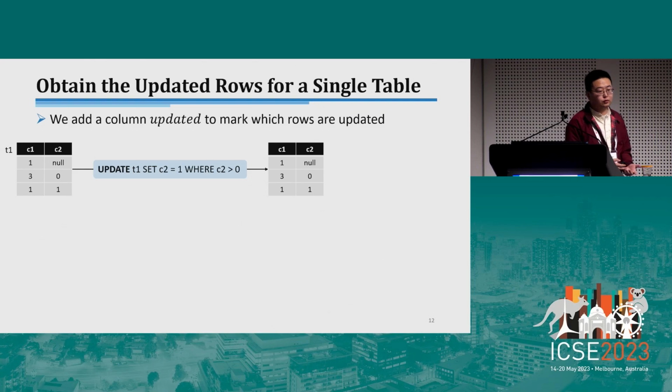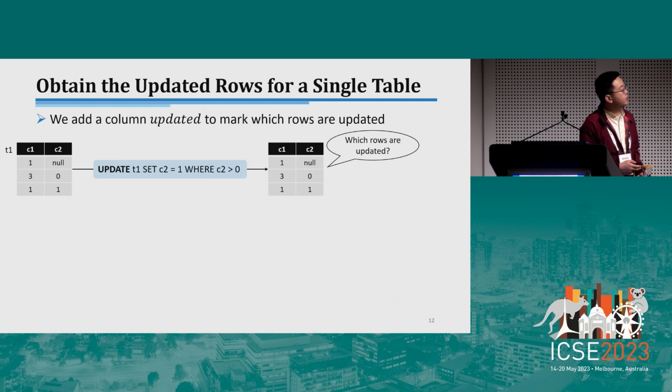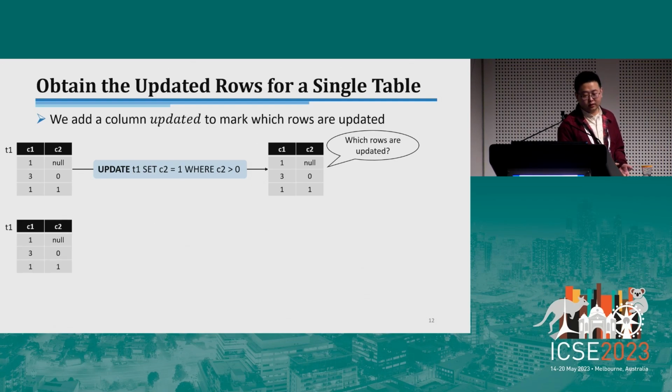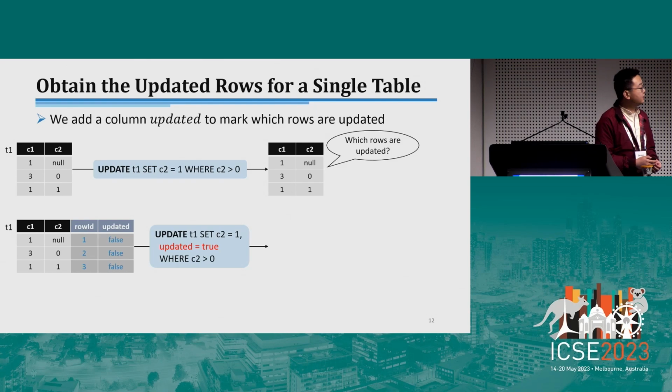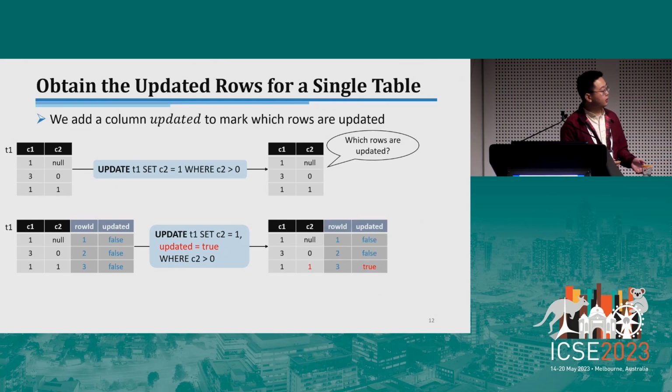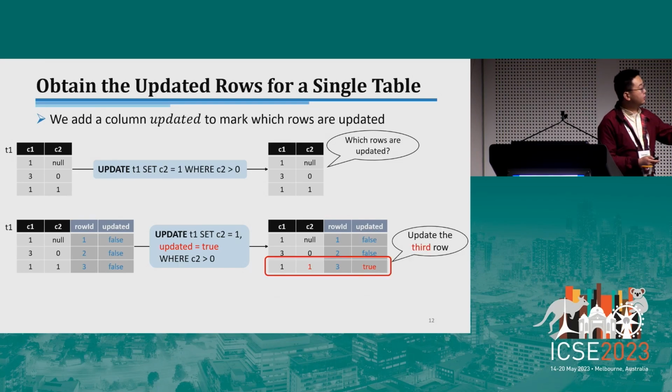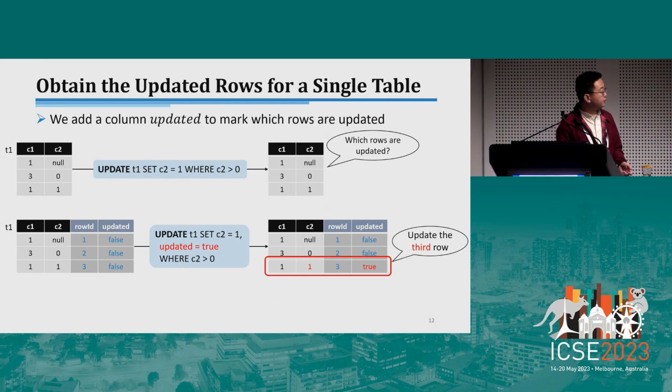For update, we need to mark which rows are updated. In this example, we cannot figure out which rows are updated because there is no change in the table content after executing the update statement. To solve this problem, we design a column, updated, to mark which rows are manipulated. Given a table T1, we first add the rowID and then add the column updated. We rewrite the update statement by appending updated equals true in its updating field without changing its semantics. After executing the update statement, we select the rowID from its execution result with the condition updated equals true. And in this example, the third row is updated.